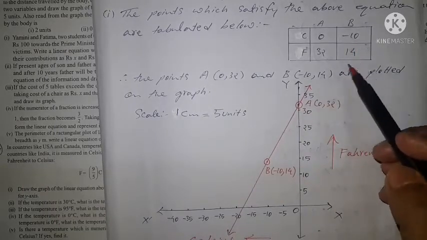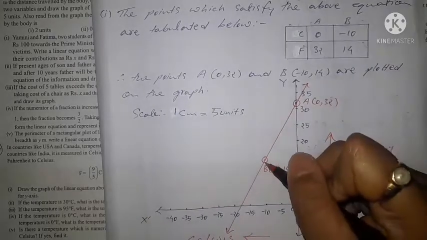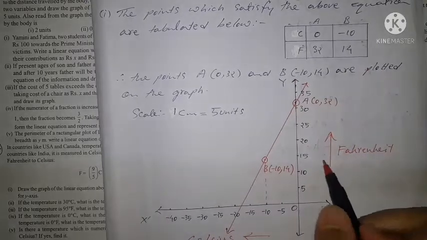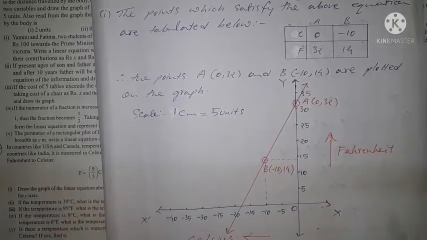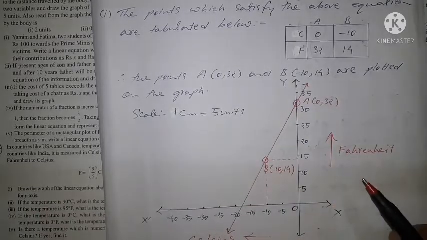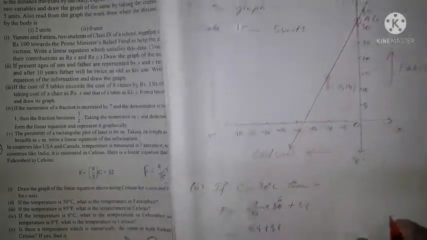And B is (-10, 14). That means in the x-axis there is a movement of 10, as we can see, and in the y-axis there is a movement of 14 which is just below 15. So this point will represent (-10, 14). If we join these points, this line AB will represent the graph.